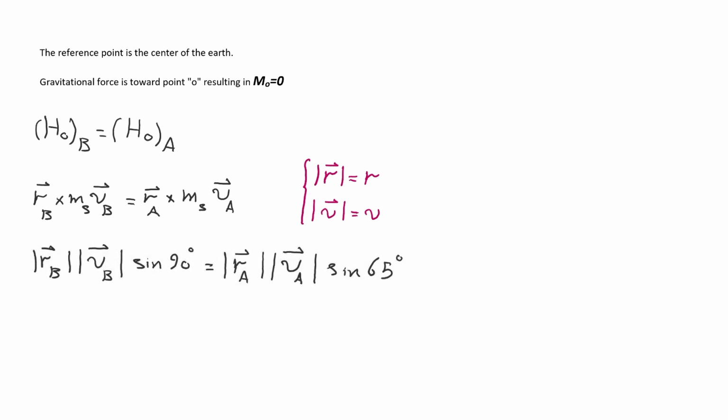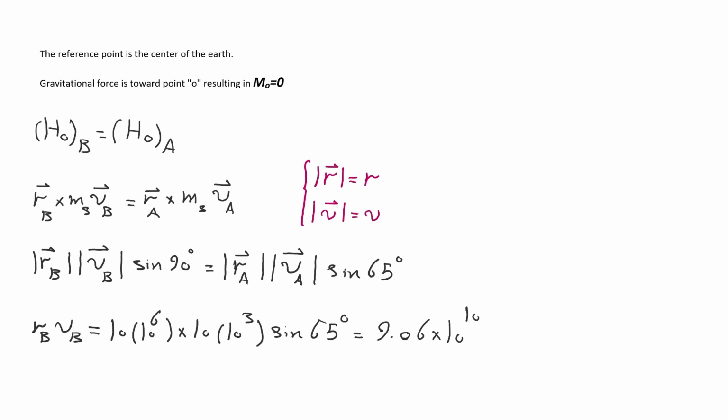I don't know what RB and VB are, but I know RA and VA. So I'm going to substitute these two magnitudes here and find out the relationship between RB and VB. By replacing these values, I will have this new equation, which tells me that RB times VB will be equal to RA, which was 10 million meters, times VA, which was 10 kilometers per second, times the sine of the angle between these two vectors, which eventually gives me 9.06 times 10 to the power of 10.